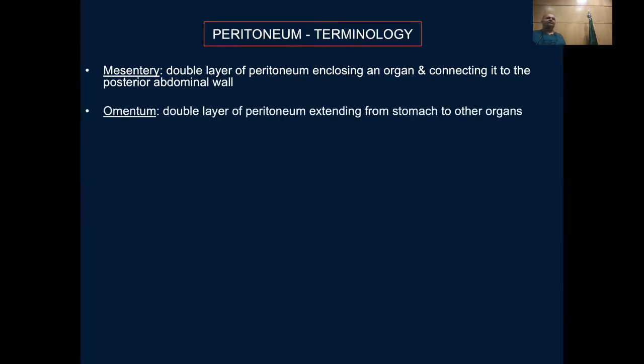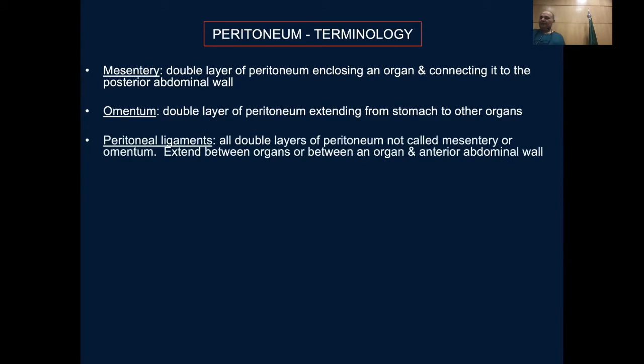Another term, omentum. I'm sure Dr. Atif has talked about omentum when explaining the stomach to you. Again, it's a double layer of peritoneum extending from the stomach to other organs. So same two layers: if it extends from my posterior abdominal wall, I call it mesentery. When I take it away from the stomach, I call it omentum. And when I take it away from the anterior wall, then I call it peritoneal ligament. All double layers of peritoneum not called mesentery or omentum, extending between organs or between organs and the anterior abdominal wall.